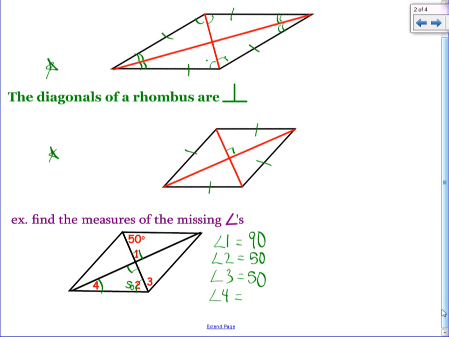40, because we need to have 180 degrees in a triangle. Right there. So if it's a rhombus, we know that it's true, and I should have stated that this was in fact a rhombus. Questions on that? We're good? Okay, let's try a few more.